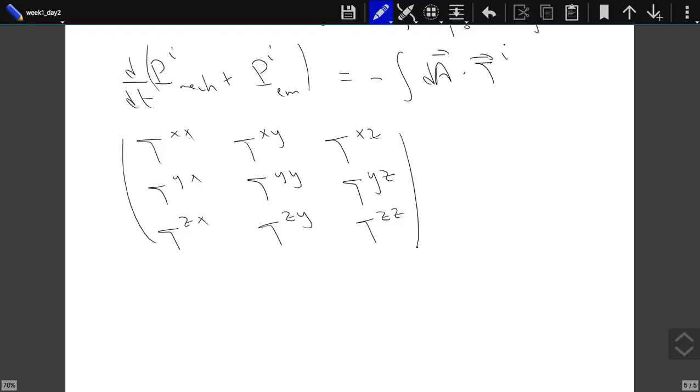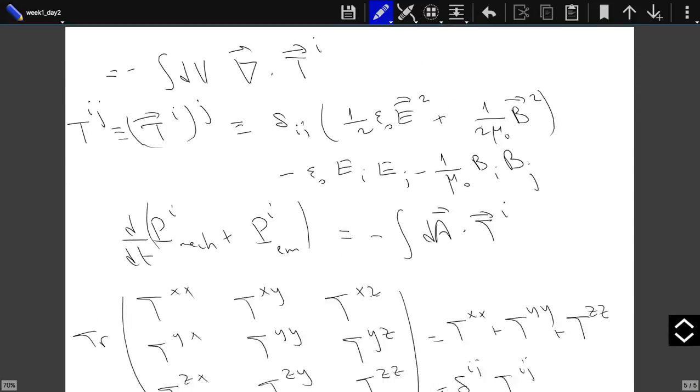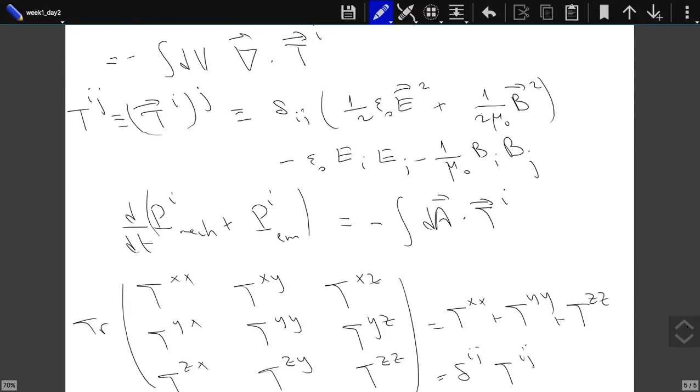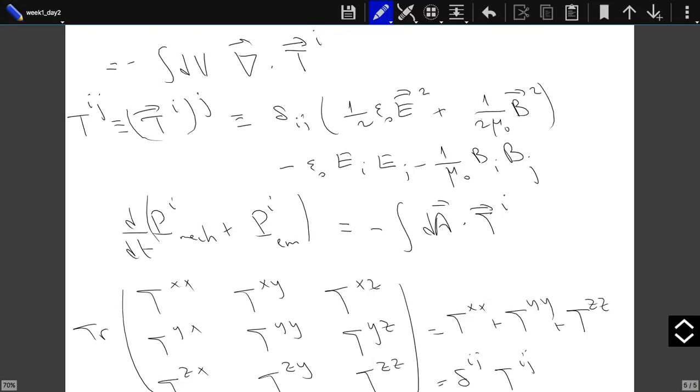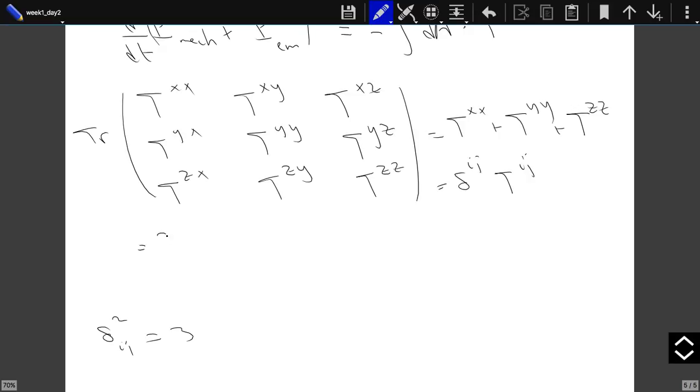The trace is interesting, by the way. If you look at the trace of this object, this is Txx plus Tyy plus Tzz, which is nothing but Kronecker delta ij times Tij. Well, we already know what Tij is if you multiply it with Kronecker delta. Well, what is the Kronecker delta ij squared? It's 3. So if you multiply this expression of Tij with Kronecker delta ij, you get 3 times the energy density.